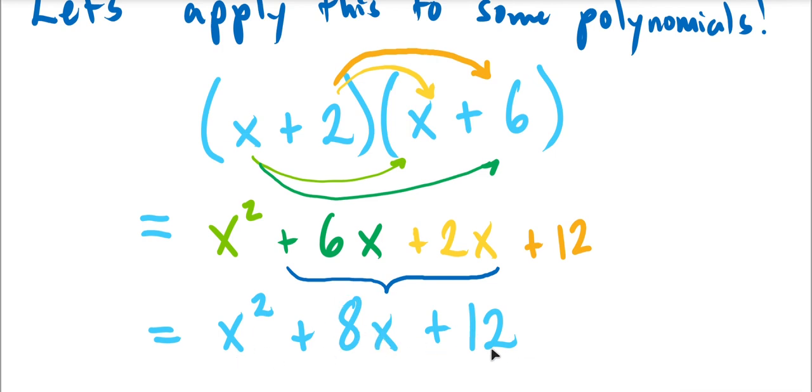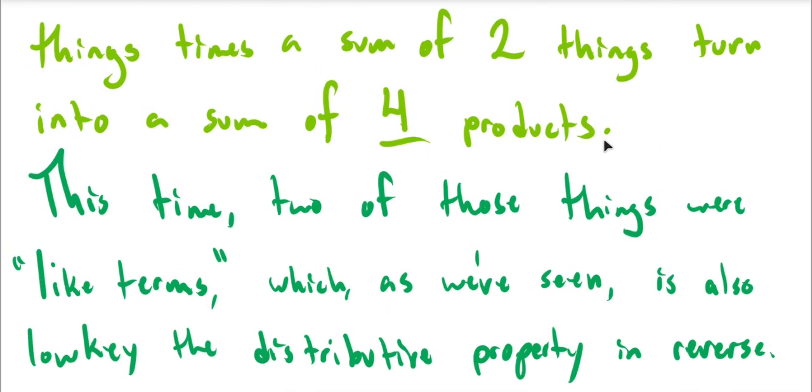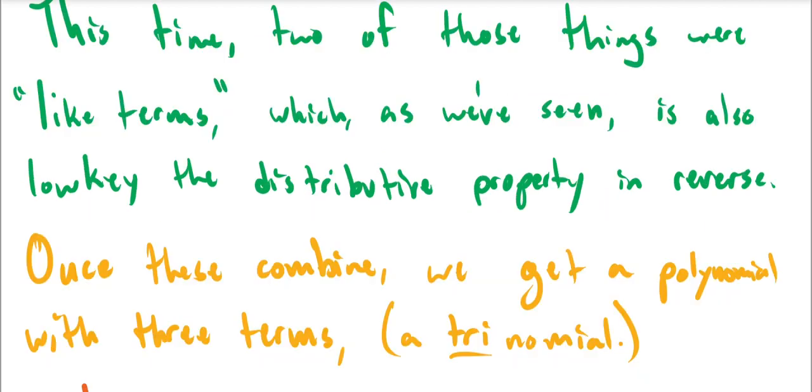It's only got 3 terms, but that's because 2 of the original 4 terms were like, and so we could add them. So just to reiterate, we started out with a sum of 2 things times a sum of 2 things, and we got 4 things. And it transformed into 3 things because of like terms. Once we were done combining, we got just 3 things, and hence this was a trinomial.